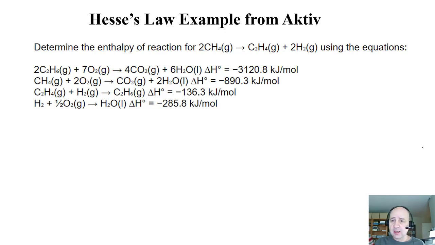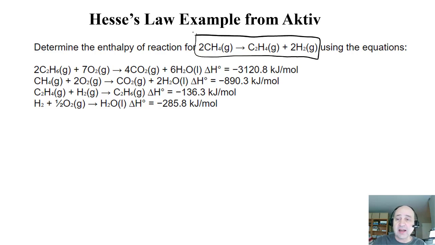Today we're going to look at a thermochemistry chapter from the first semester. We're going to use Hess's law to determine the enthalpy of an unknown reaction. Well, it's a known reaction, but it's an unknown enthalpy. So we're after delta H for the reaction that I just circled.